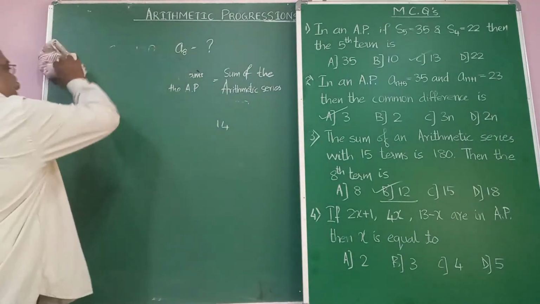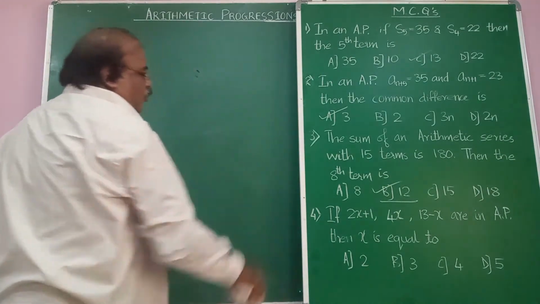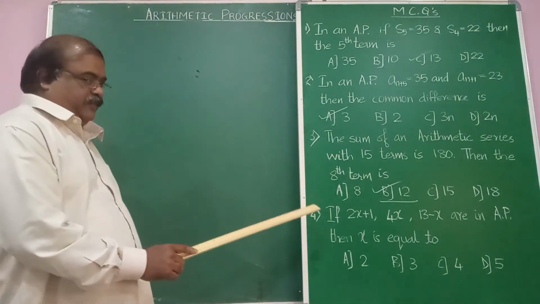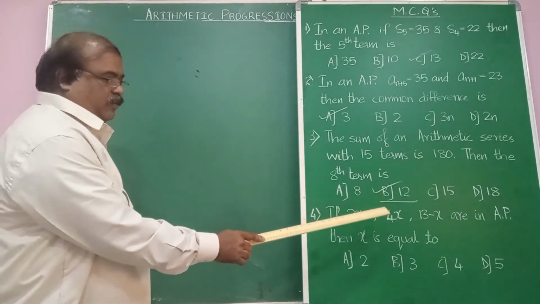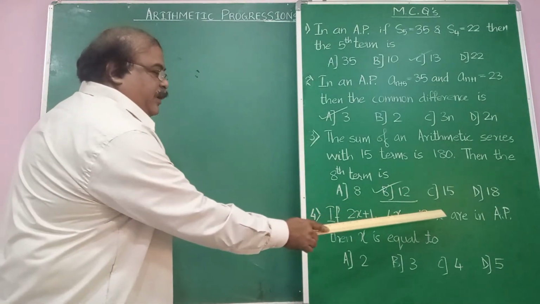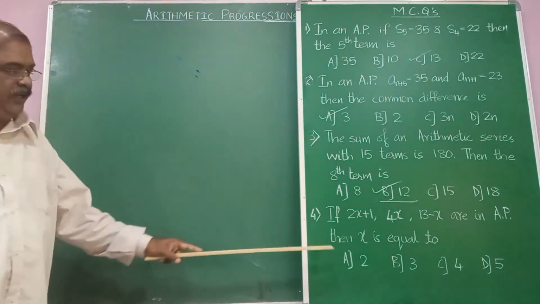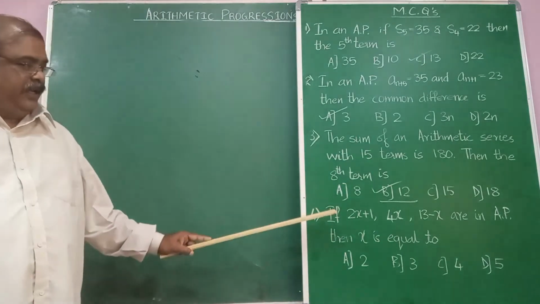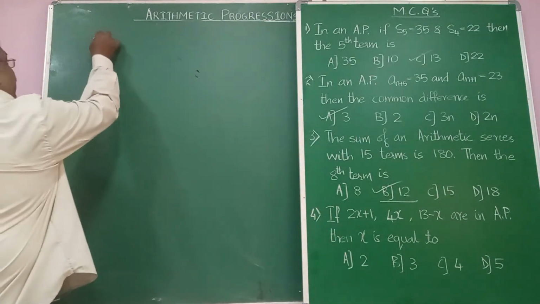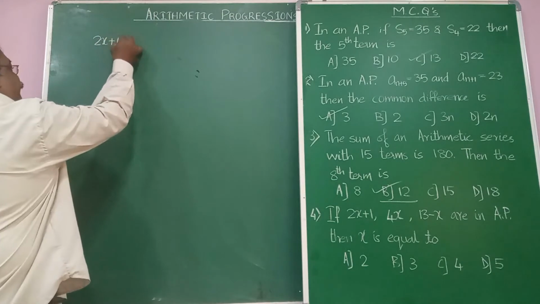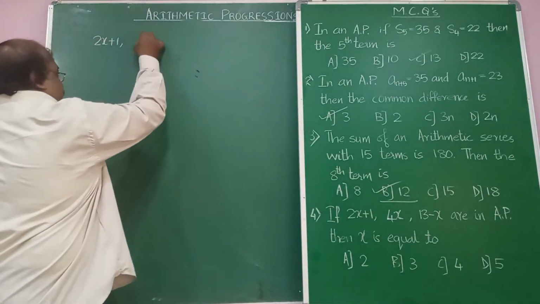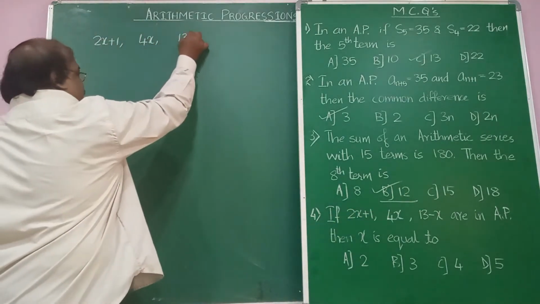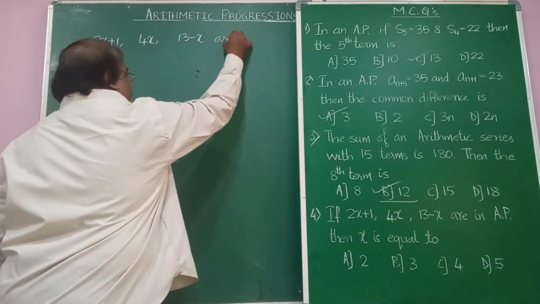Then comes question number 4. What is given to you in the fourth sum? If 2x plus 1, 4x, 13 minus x are in AP, then what is x equal to? The options are 2, 3, 4 and 5. Now, since we know that 2x plus 1, 4x, 13 minus x are in AP.